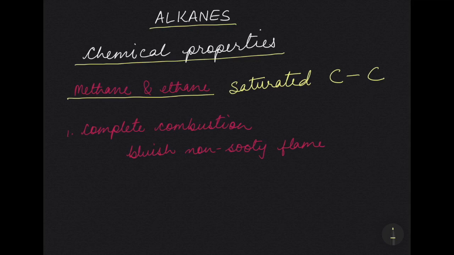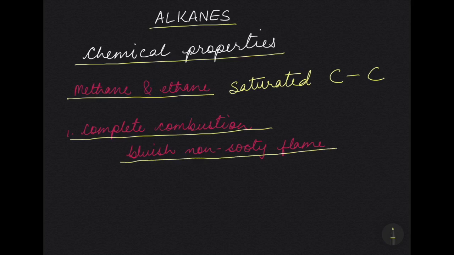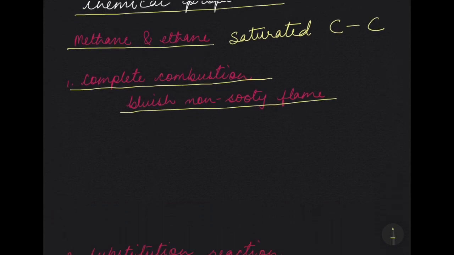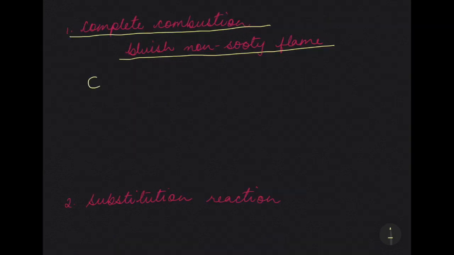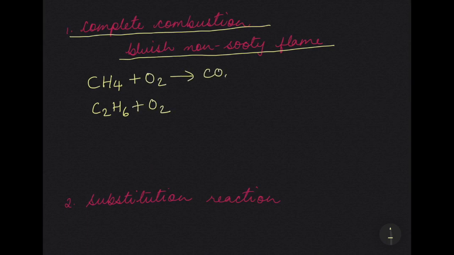So methane and ethane, they undergo complete combustion reaction. They burn in air with a bluish non-sooty flame, complete combustion. That means there are no carbon particles also produced. So that is why it is non-sooty. It is blue in color. Okay, and a large amount of heat is given out. So alkanes are good gaseous fuels. So methane and ethane burn in air, that is, they use oxygen to produce carbon dioxide and water vapor.